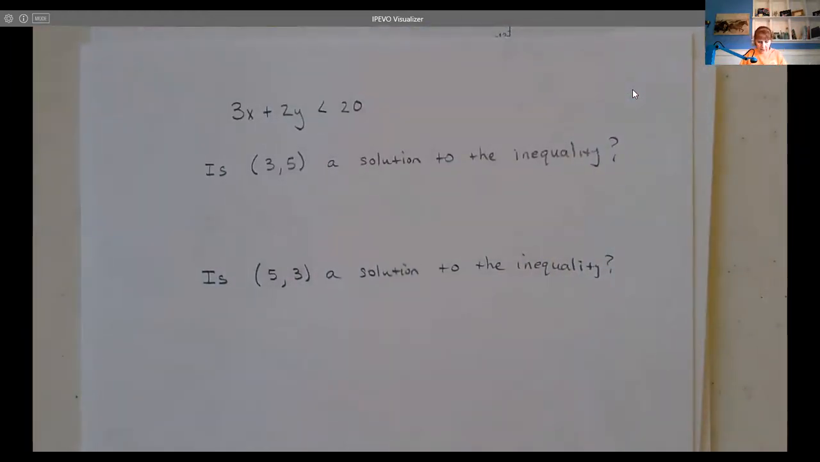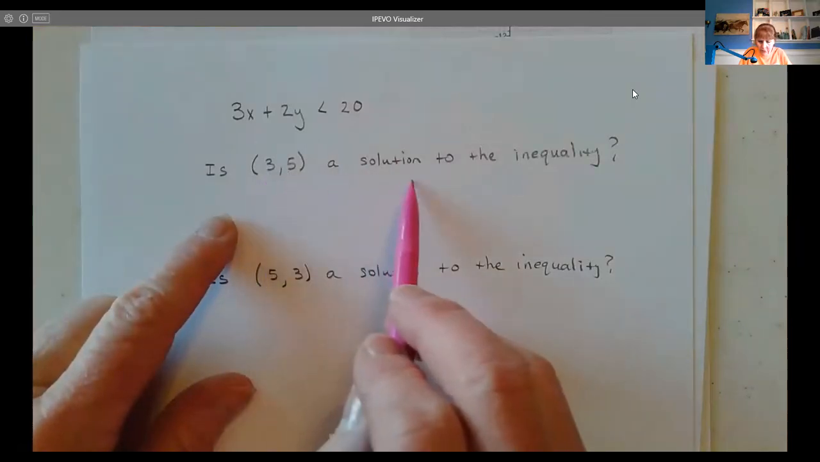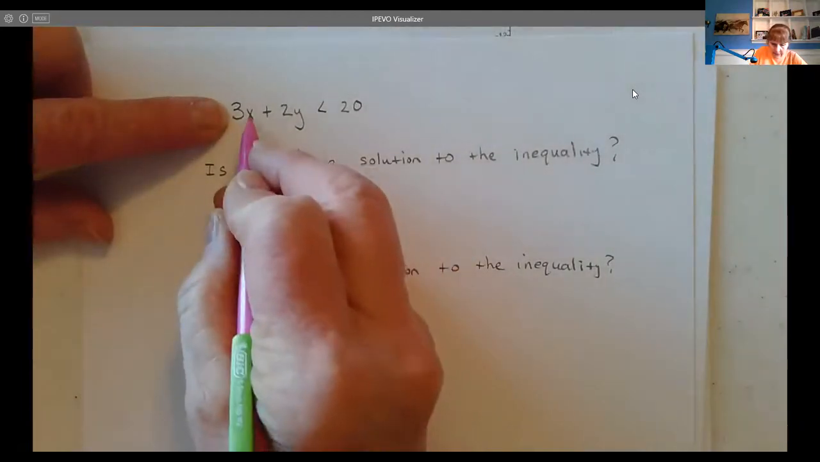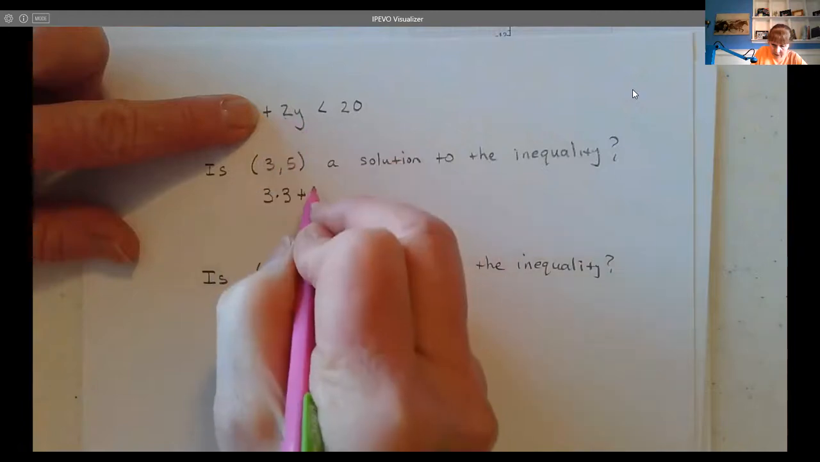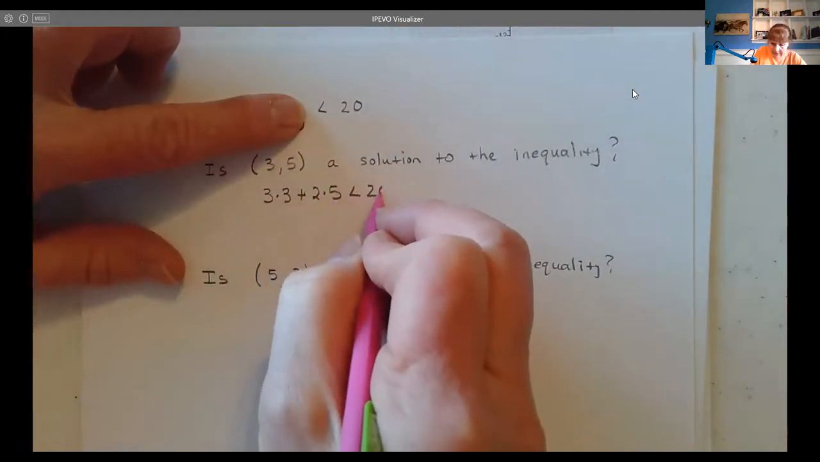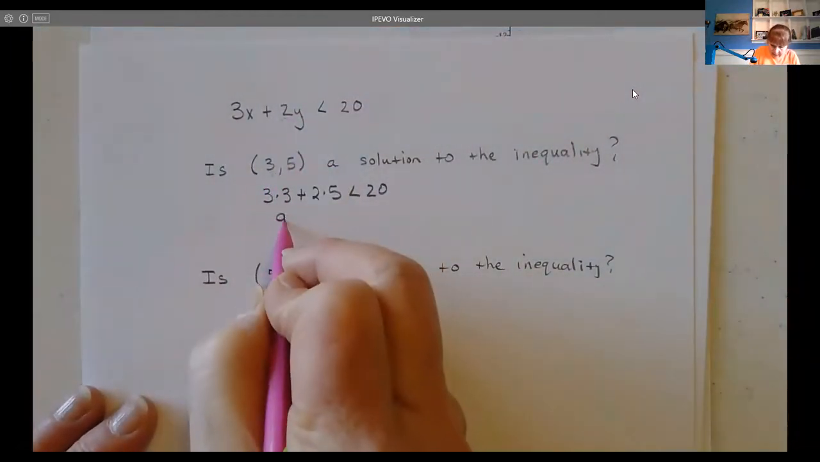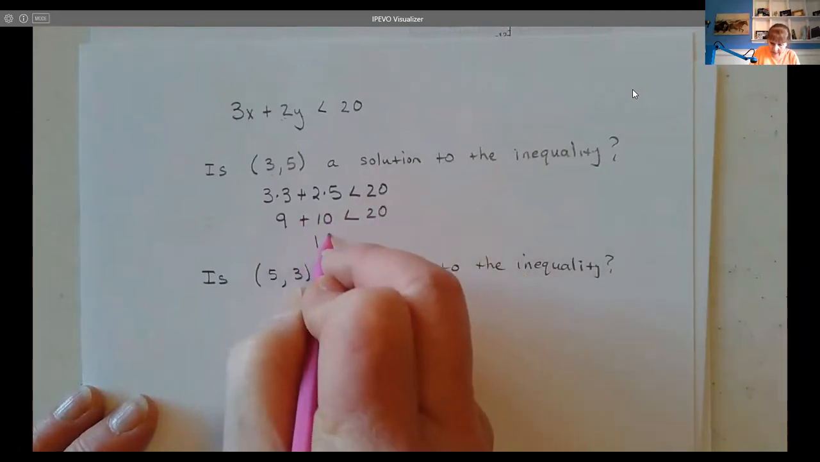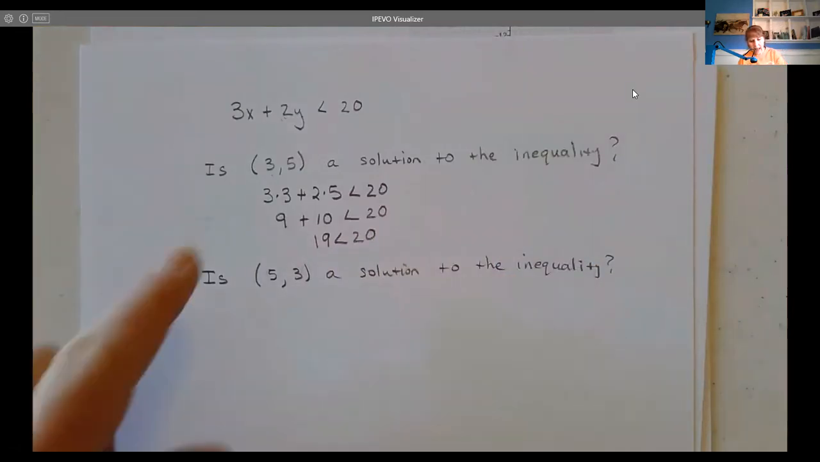So let's practice putting in a point and seeing if it's true. Is (3, 5) a solution to the inequality? Well, here I'm going to put 3 in for x, plus 2 times y. The y is 5. Is that number less than 20? Is this a solution? Well, 9 plus 10, is that less than 20? Is 19 less than 20? It's true. All right, so that is a solution.